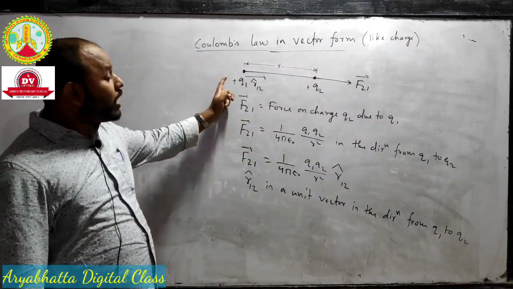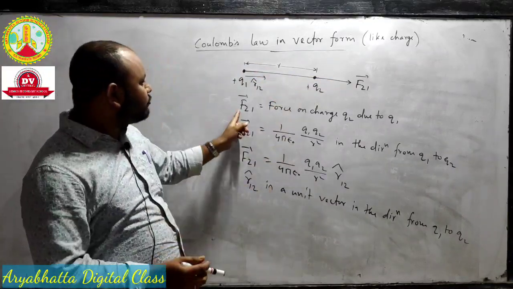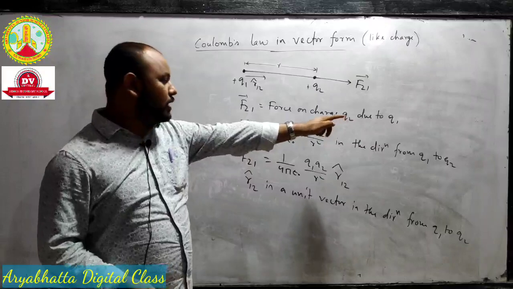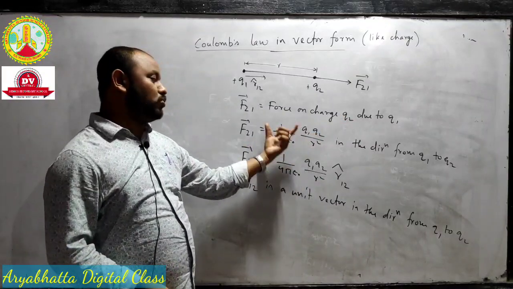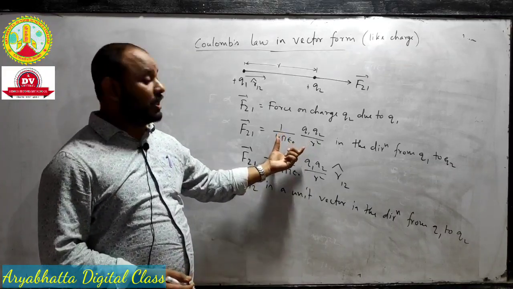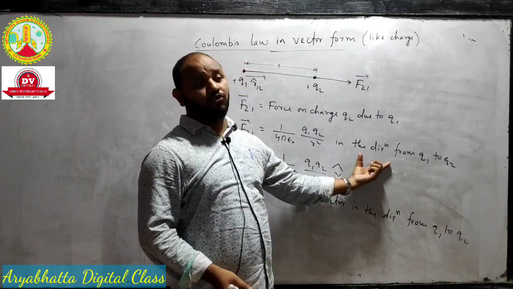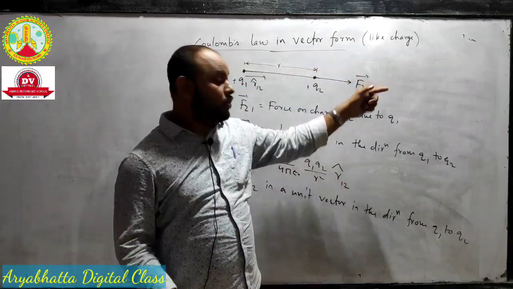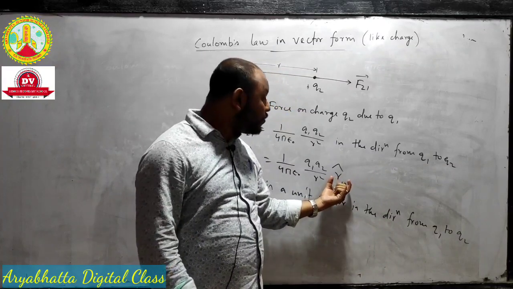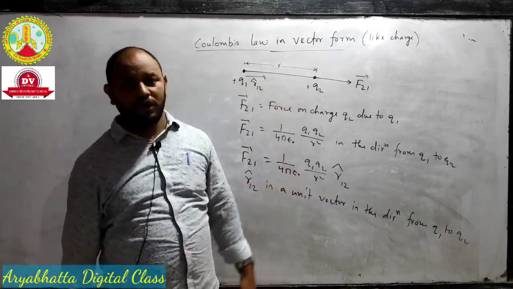Here Q1 will repel Q2 in this direction with a force F21. Remember, F21 means force on charge Q2 due to Q1. This is the magnitude of the force, 1 by 4 pi epsilon naught Q1 Q2 by r square, and this is the direction. In which direction? Q1 is repelling Q2 in the direction Q1 to Q2, and that direction is also represented by r12 cap. r12 cap is a unit vector pointing from Q1 to Q2.